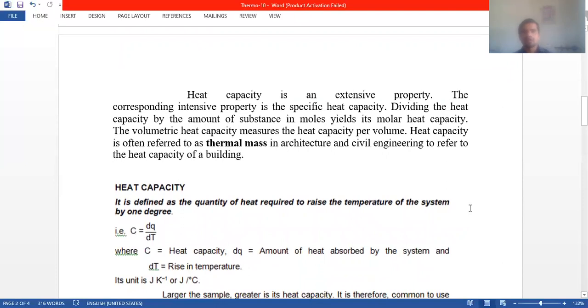The corresponding intensive property is specific heat capacity. Dividing the heat capacity by the amount of substance in moles yields its molar heat capacity. The volumetric heat capacity measures the heat capacity per volume. Heat capacity is often referred to as thermal mass in architecture and civil engineering, to refer to the heat capacity of a building.